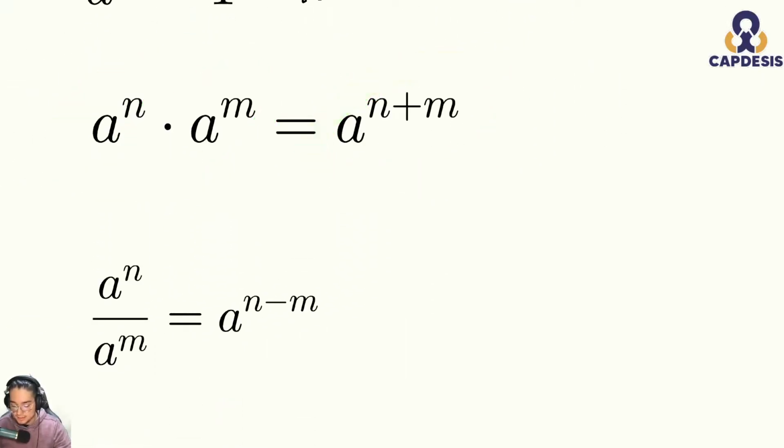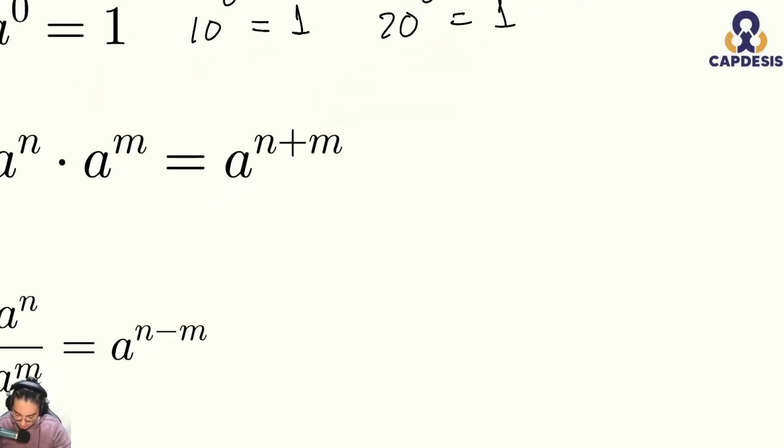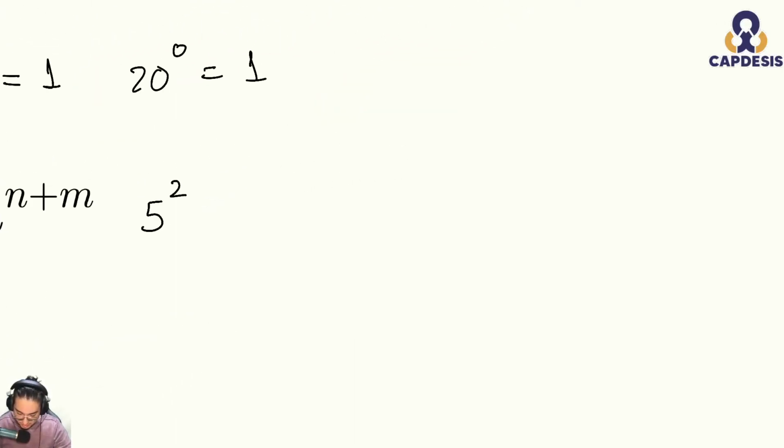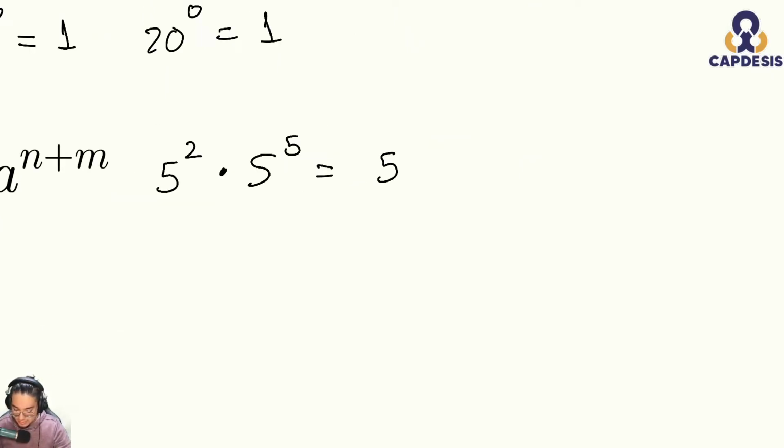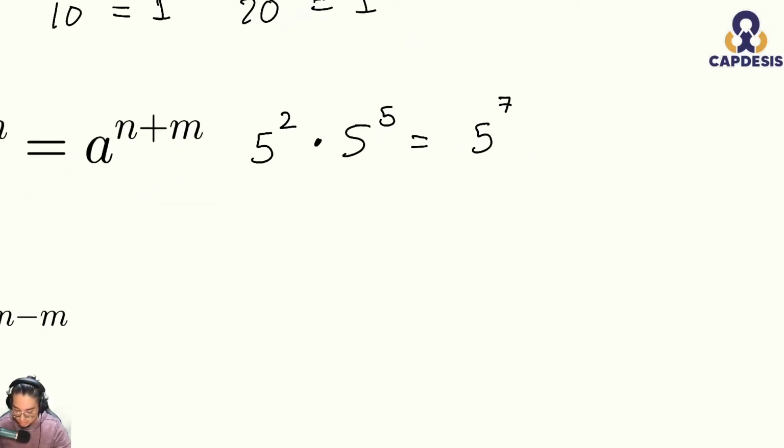a to the n times a to the m is equal to a to the n plus m. Which means that if we have 5 to the 2 times 5 to the 5, it will be equal to 5 to the sum of 5 plus 2, which would be 5 to the 7.